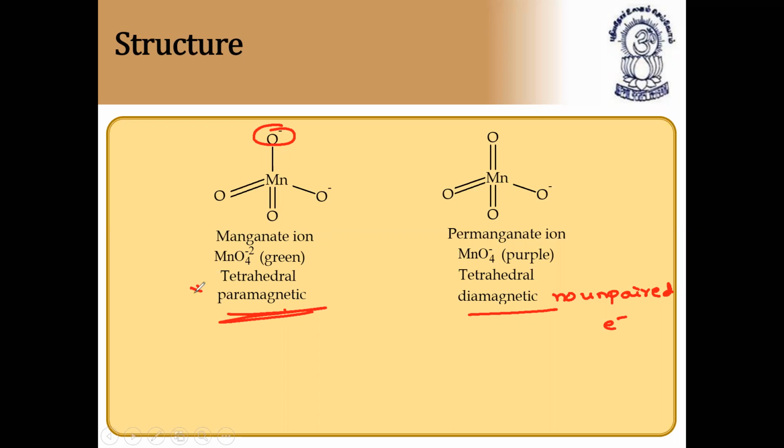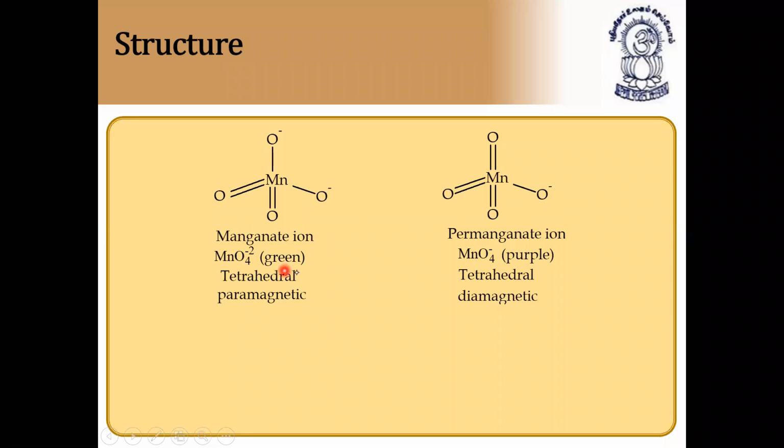Very, very important point. The number of sigma bonds and pi bonds you can easily write from the structure. 1 sigma, 2 sigma, 3 sigma, 4 sigma. So 4 sigma bonds and 2 pi bonds for manganate. For permanganate also, 1, 2, 3, 4 sigma and 3 pi bonds. So the structure is very, very important. Manganate ion is paramagnetic in nature, whereas permanganate ion is diamagnetic in nature. This point is very, very important. Please note it down in your classwork.